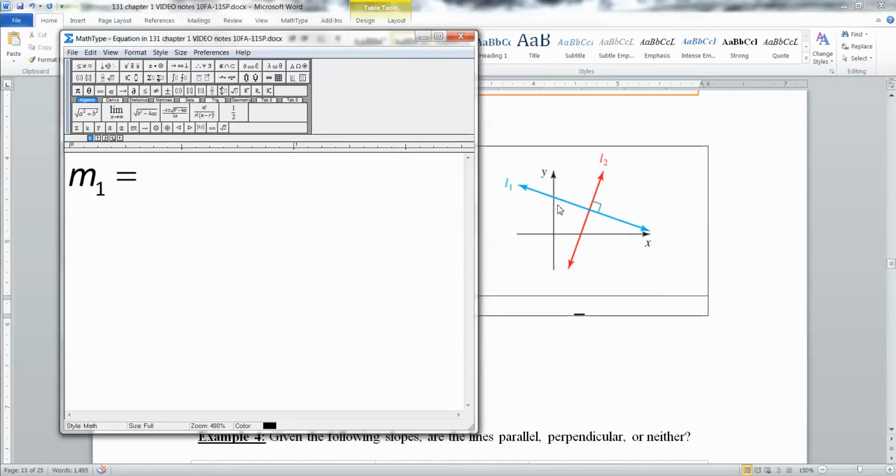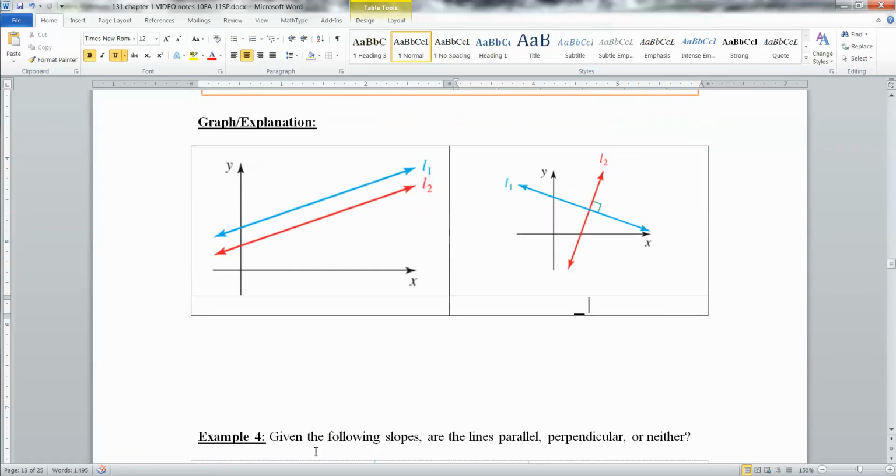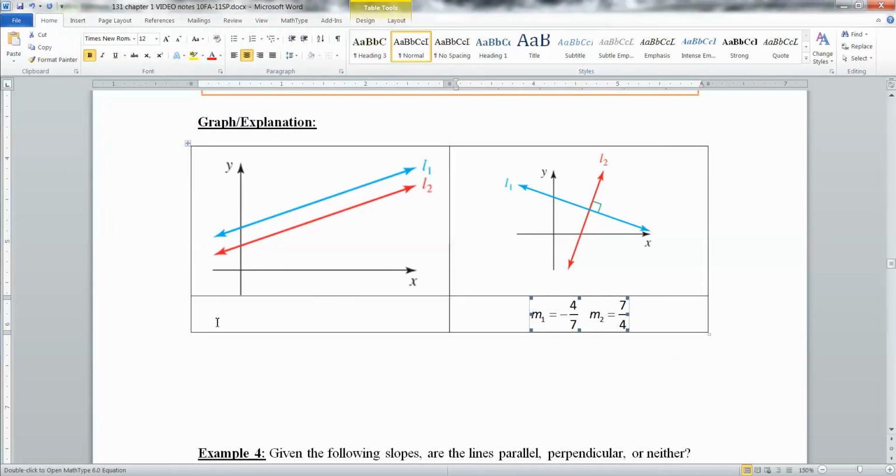Okay, so if I look at line 1, I can see that's a decreasing slope. So let me just make something up. What if it was negative 4/7? I hope that's not an example I give later. Good. Okay, so if I say that slope is negative 4/7 for the blue line, then what's the slope for the red line? Well, it's got to be positive. So since this one was negative, the other one's positive. And then you flip it, 7/4. They're opposite reciprocals. Sometimes it's called negative reciprocals of each other.